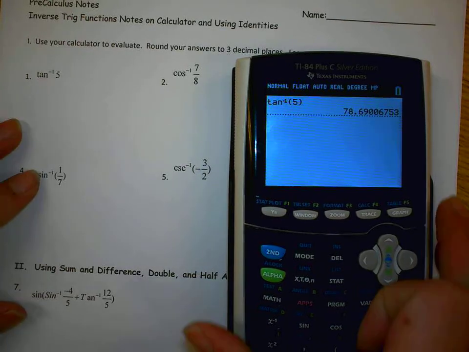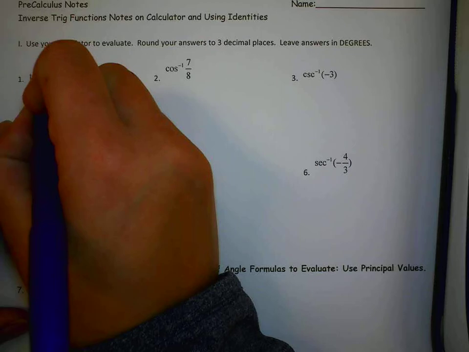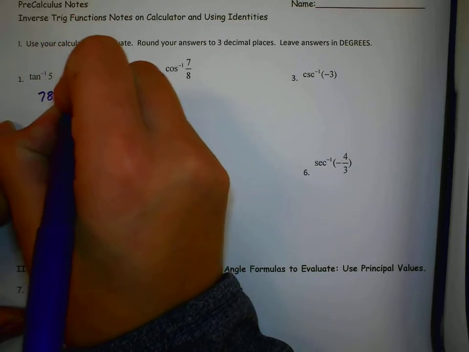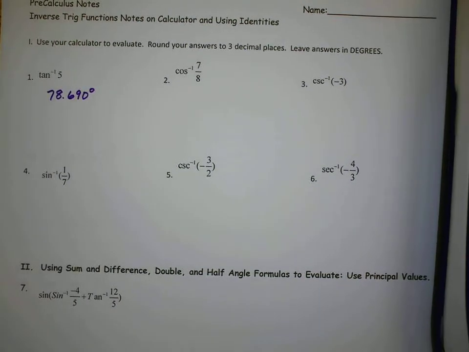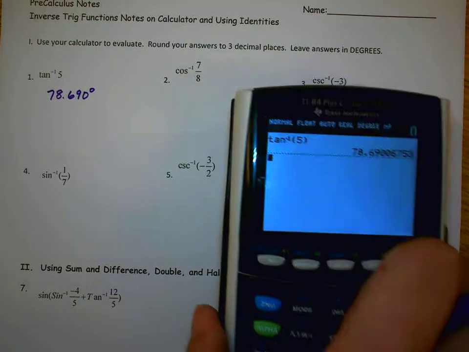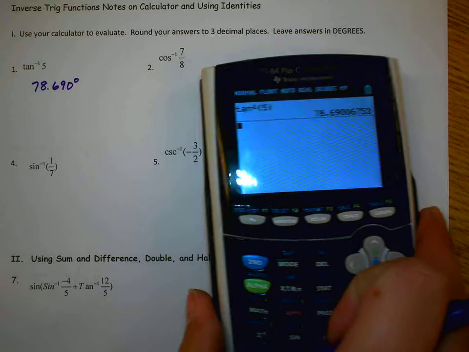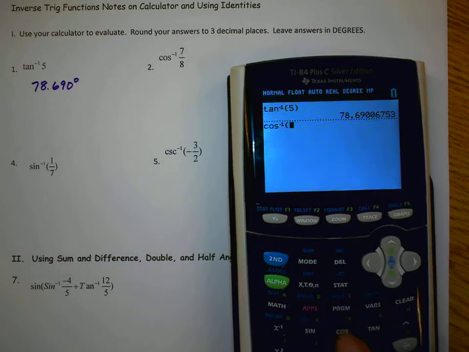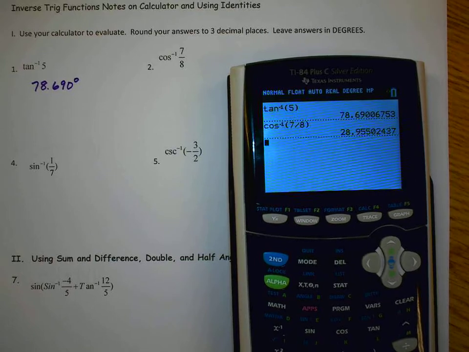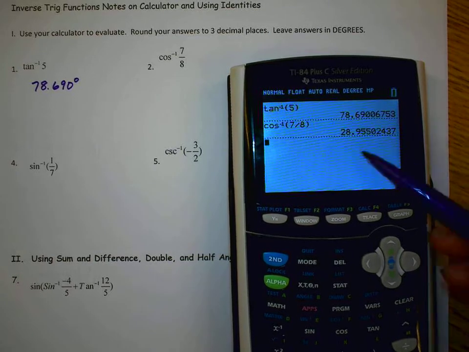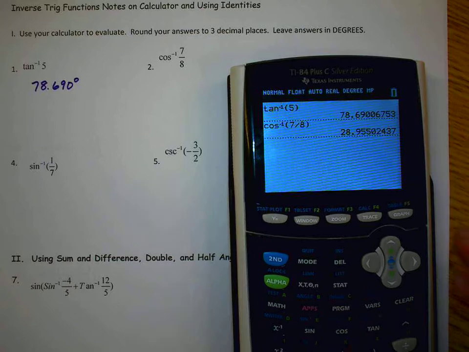I want to make sure you put that 0 at the end, just to indicate that it's going to keep on going. It's a rounded number. Number 2, it's inverse cosine of 7/8. So I'm going to type that in by hitting second, cosine, 7/8, enter. So this would be 28.955.